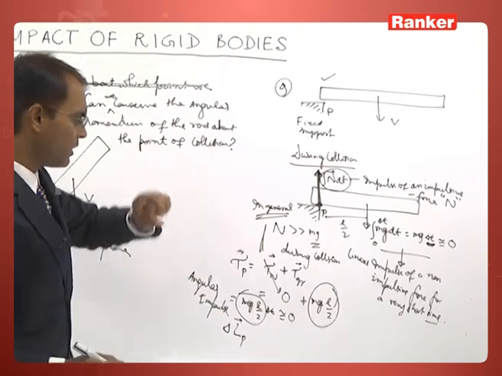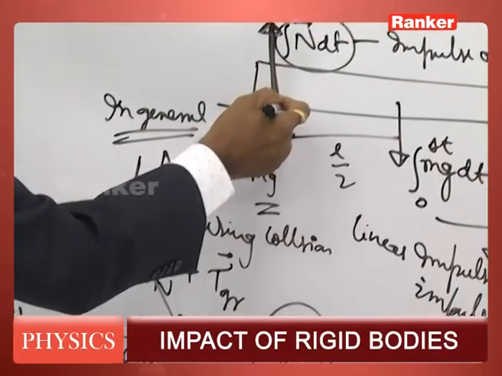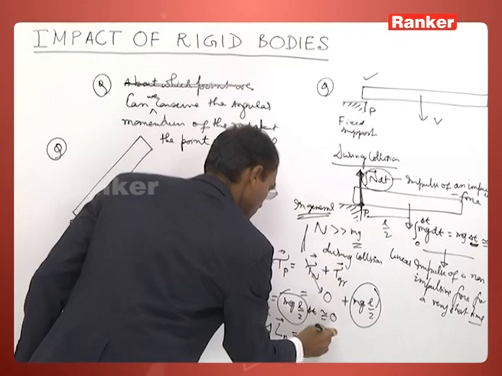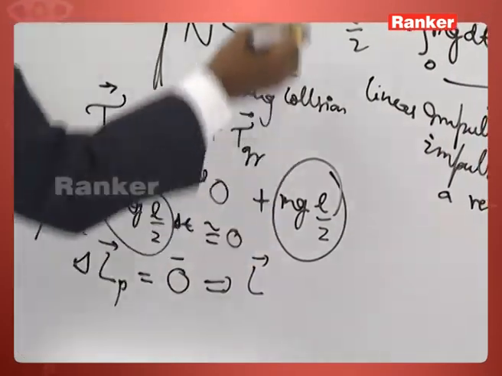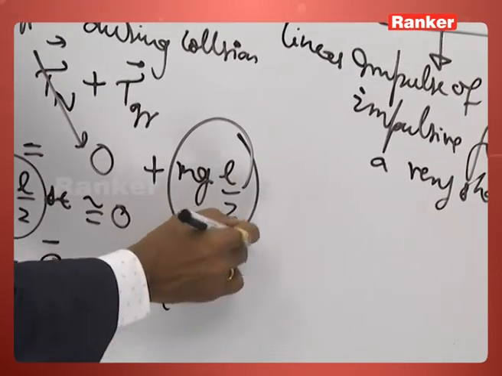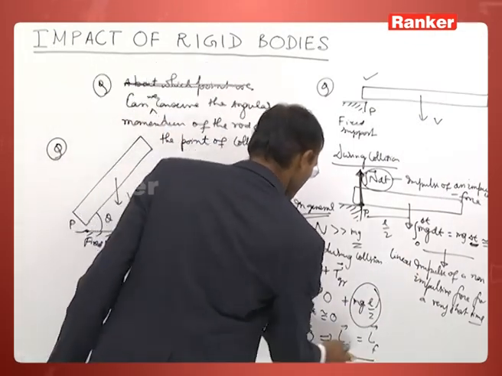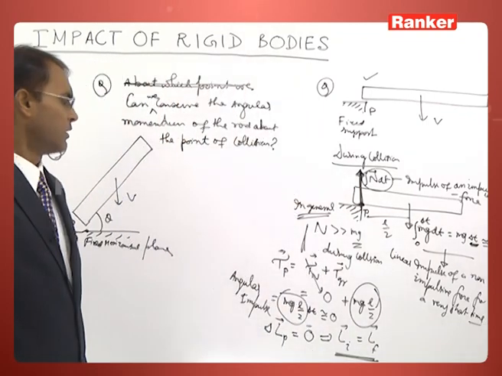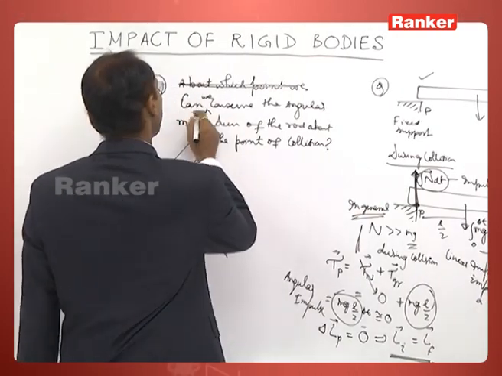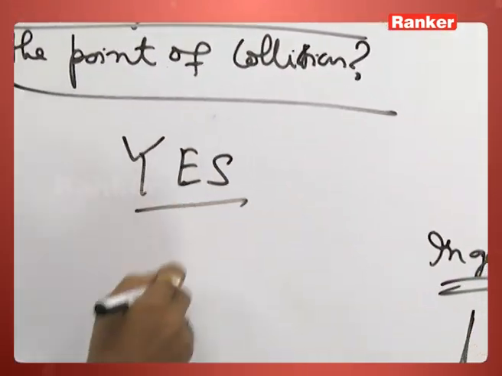During the time interval of collision, therefore, change in momentum of the rod about this point, or about the axis passing through this point, which axis? Z axis, will be equal to zero. In other words, angular momentum of the rod just before the collision, that is initial angular momentum, can be equated with the angular momentum of the rod just after the collision. So this is what we call the conservation of angular momentum of the rod about this point. Can we conserve the angular momentum of the rod about the point of collision? Yes. Why? This is the solution.